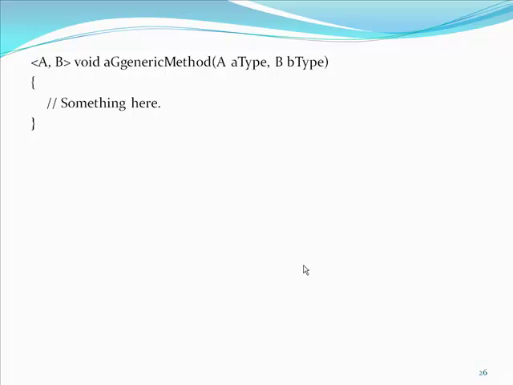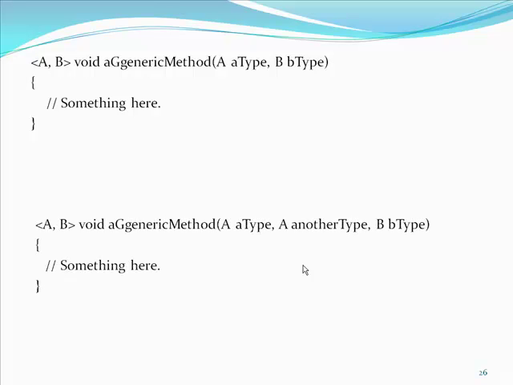For example, consider the following method that has two type parameters a and b, and they are defined before the return type of the method, separated by commas. But the same type parameter can be used multiple times in the parameter list. For example, the type parameter a is defined once but used multiple times in the following code.